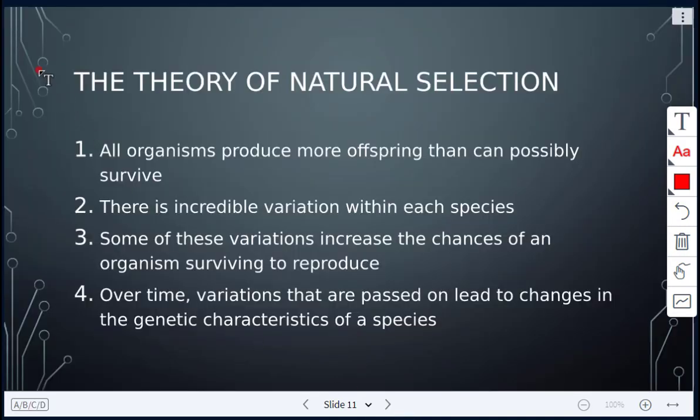So there's 4 points to the theory of natural selection. 1, all organisms produce more offspring than can possibly survive. 2, there is incredible variation within each species. 3, some of these variations increase the chances of an organism surviving to reproduce. And 4, over time, variations that are passed on lead to changes in the genetic characteristics of a species.